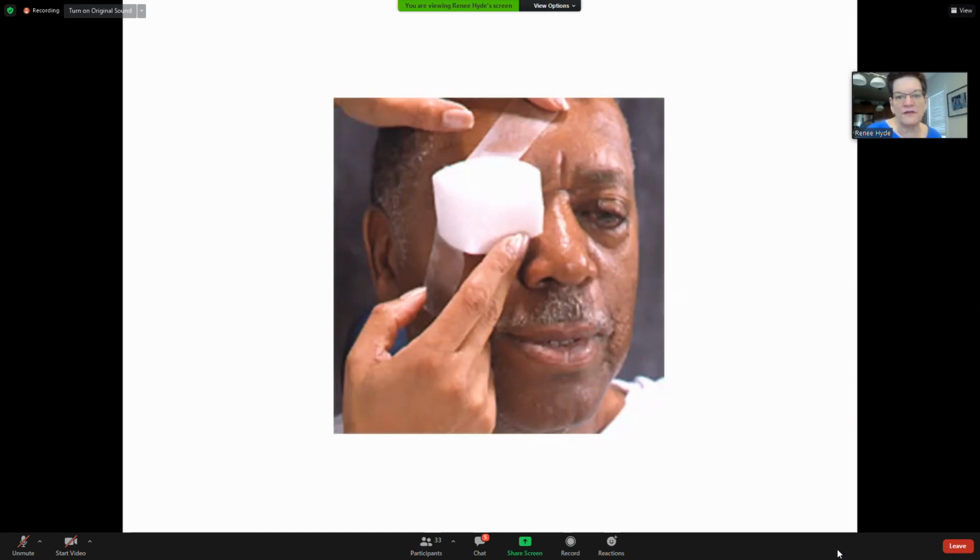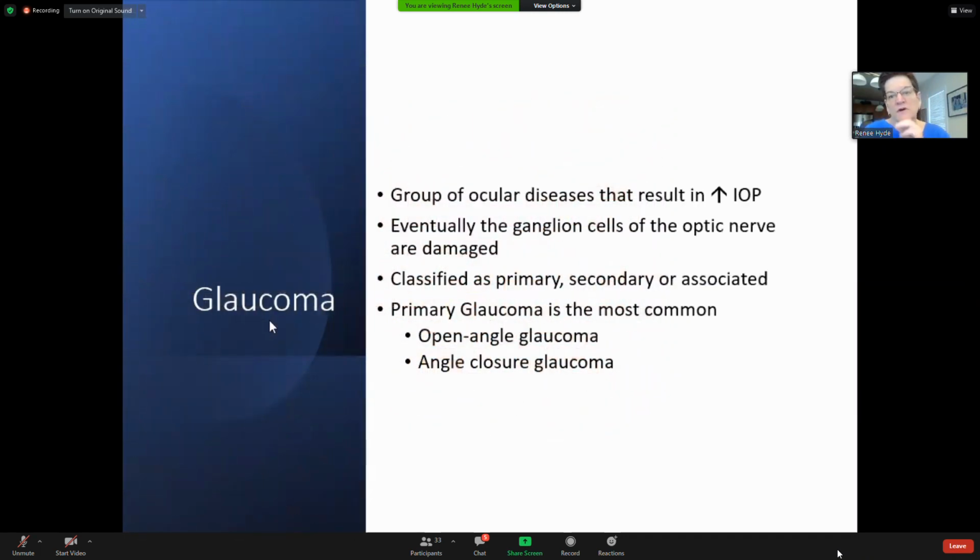Now, one of the things that I'll tell you guys is that the large majority of these eye diseases, you may not see in hospital, but this next one, you may see patients with this condition in the hospital. And it's very, very important that you remember that they need to be on medication to control that intraocular pressure.